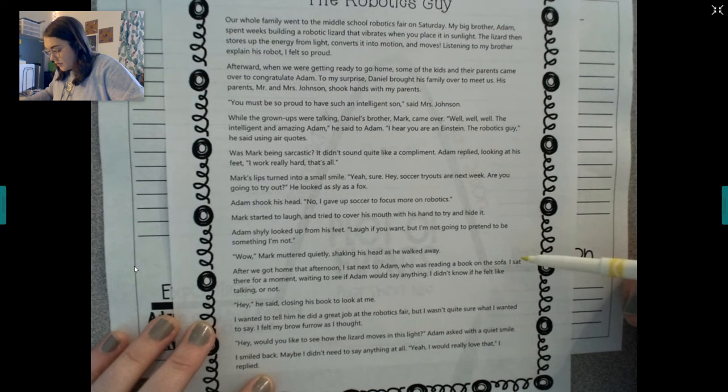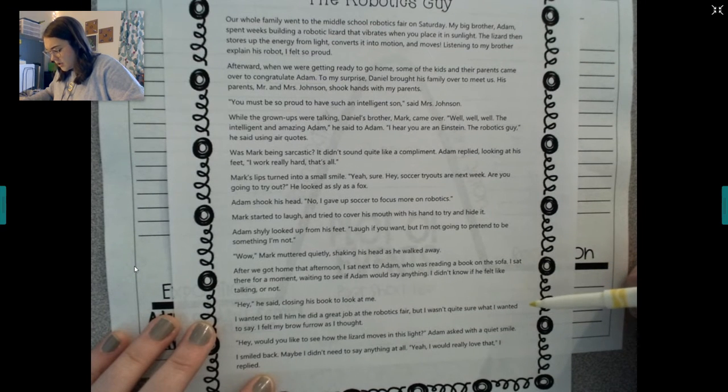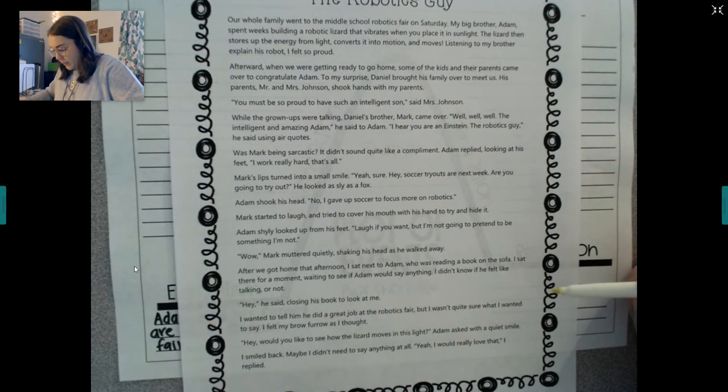After we got home that afternoon, I sat next to Adam, who was reading a book on the sofa. I sat there for a moment, waiting to see if Adam would say anything. I didn't know if he felt like talking or not. "Hey," he said, closing his book to look at me. I wanted to tell him he did a great job at the robotics fair, but I wasn't quite sure what I wanted to say. I felt my brows furrow as I thought.